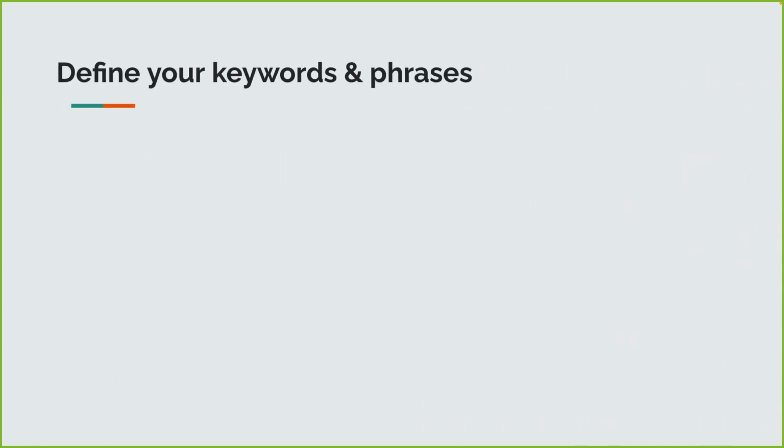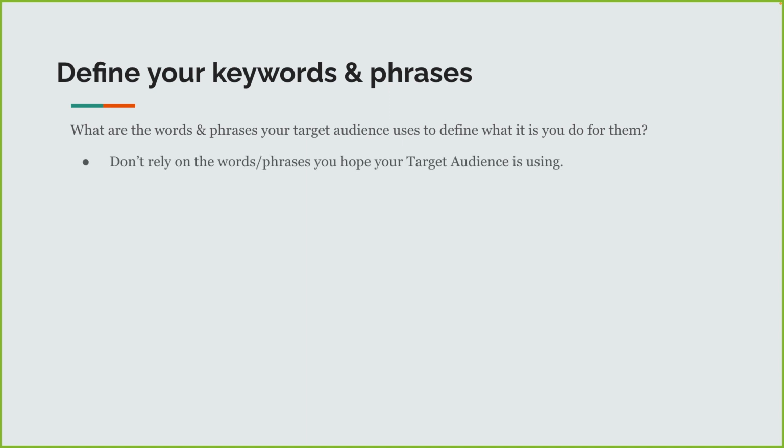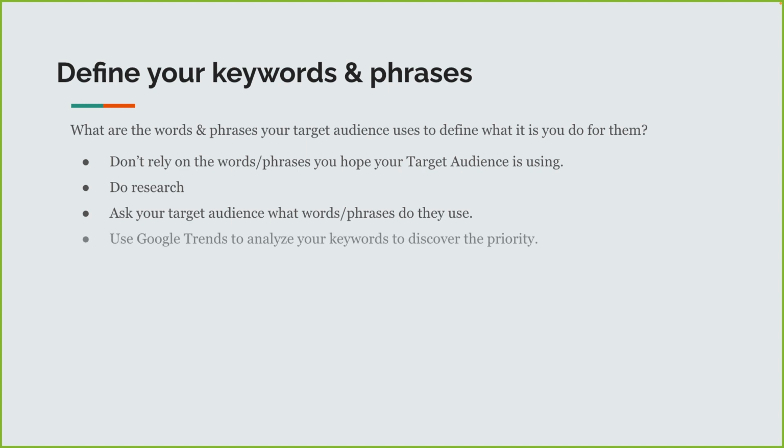Now, you know who you're talking to. What are the words you need to use to talk to them appropriately? What are the words and phrases that your target audience uses when they're looking for you? What are the words and phrases that are important to them? Don't rely on words and phrases that you hope they're using. Do your research so you know what words they are using. Use tools like Google Trends, do Google searches, and maybe ask your target audience what are the words and phrases they use. Google Trends is a really useful tool to figure this out.